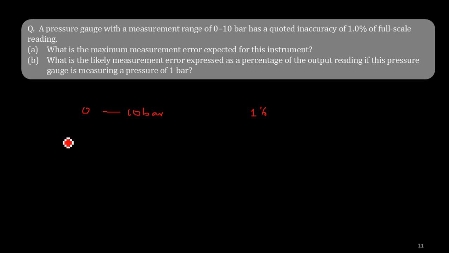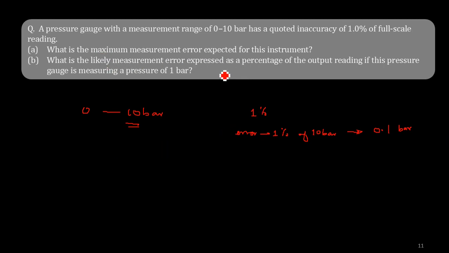So you have 0 to 10 bar measured, and you have 1% error with respect to full scale reading. What is full scale reading? It is the maximum reading, so 10 bar is the full scale reading. So what will be the error? The error will be 1% of 10 bar, which is 0.1 bar. That is the error you can expect when using this particular pressure gauge.